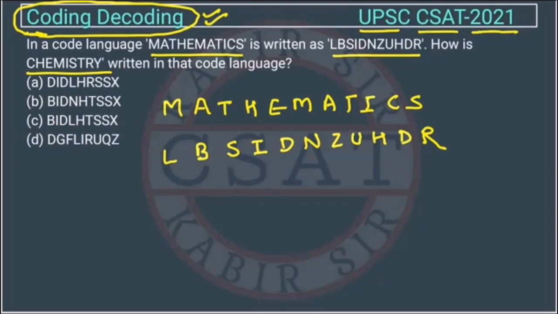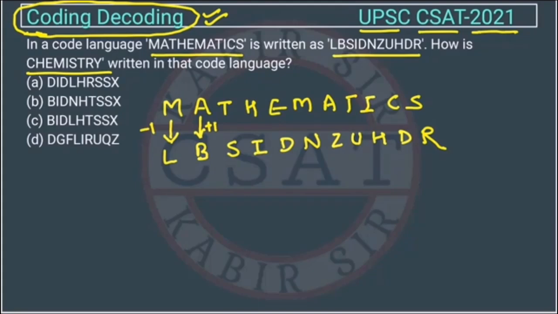So this is M got converted into L, right? If you see L comes before M in the alphabet, so we can say this is -1, right? -1 means M is getting converted into one letter before it, right? Now in the second position, what is happening? A is converted into B, right? So we can say this is converted into, I can write +1. +1 means the letter A is getting converted into the next letter. So after A we have B in the alphabet, right?